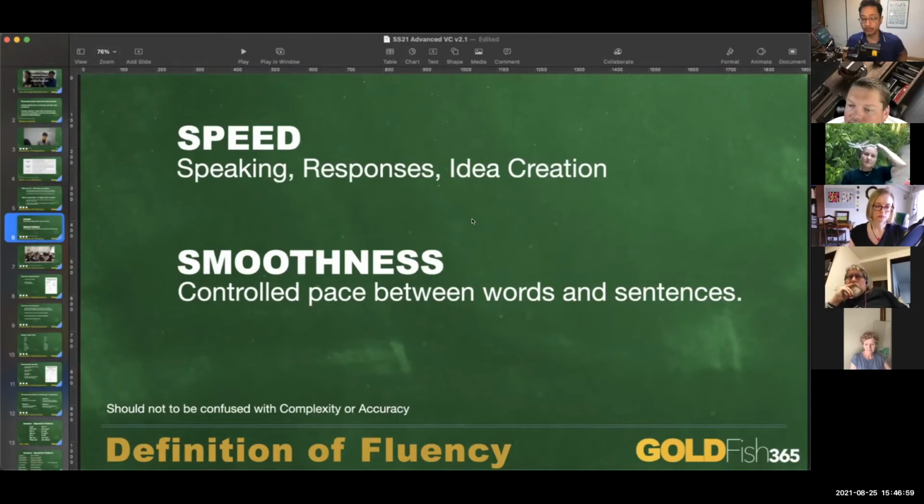If you're going to explain all of this, don't explain it the way I just explained it. Explain it this way. Do you have speed in your speaking? Do you have speed in your responses? And can you make ideas quickly? So it isn't just about speed in your speaking. You could speak very quickly, but it takes you 5 minutes to answer the question, do you like ice cream? That's not exactly fluency. So smoothness, a controlled pace between your words and your sentences.